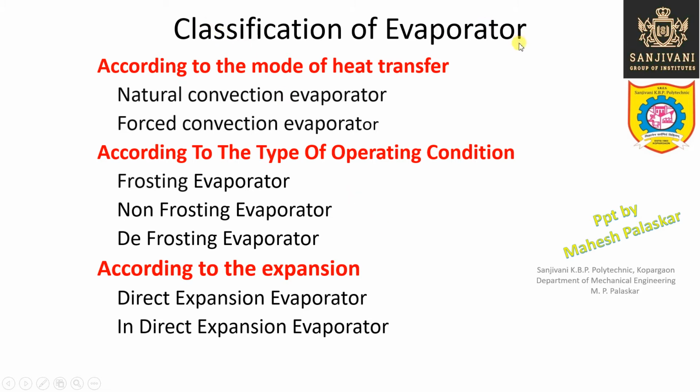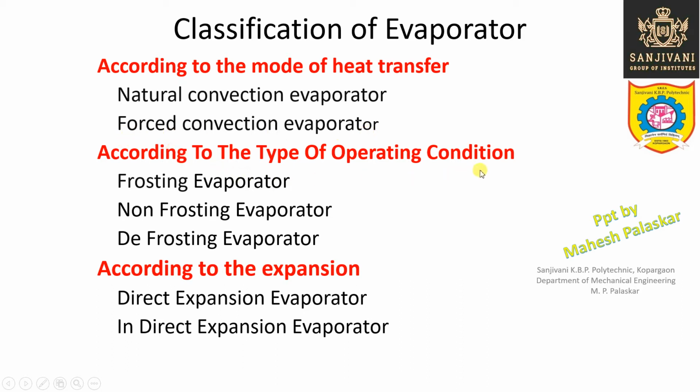Now the classification of evaporators according to the mode of heat transfer. Sometimes the heat is transferred naturally by natural current of air, that is natural convection evaporator, and sometimes we are using some fan or a blower so that the rate of flow of air is increased, so that is called as the forced convection evaporator. So the fan or a blower may be used to increase the speed of the air which is flowing over the evaporator so that the heat transfer rate is increased. So that is nothing but the forced convection evaporator.